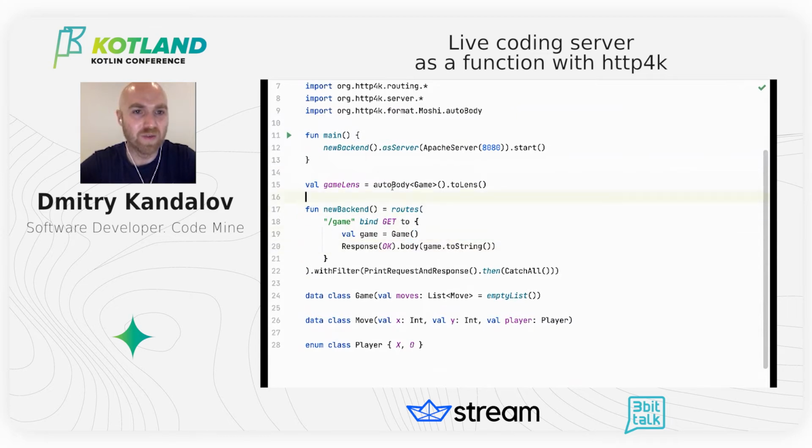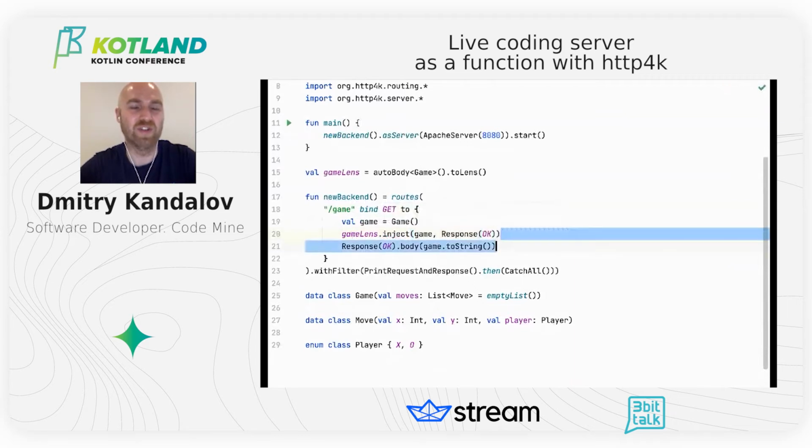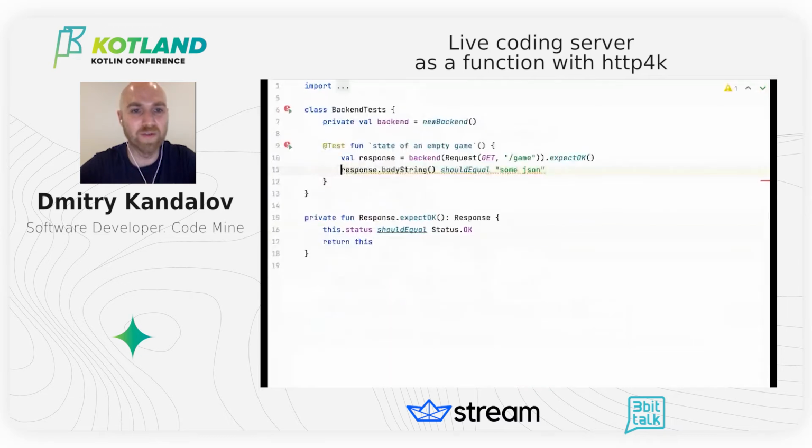And so with lenses, what we can do is basically this. There are different ways to think about it, but the simple way is to think that it's an object which encapsulates a getter and setter. So in this case, we want to use a setter, which is called inject. So we're injecting game, and we are injecting into a response with status OK. And that's all we're doing. So the lens will know how to convert game into JSON. And in this case, it's coming from the Moshi library, so it will use Moshi to serialize game to JSON, and it will know how to set it on the response object and will return a new immutable object.